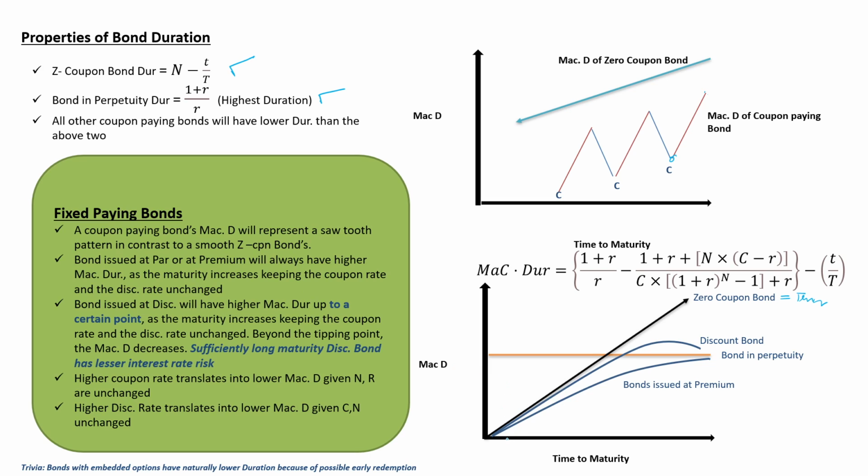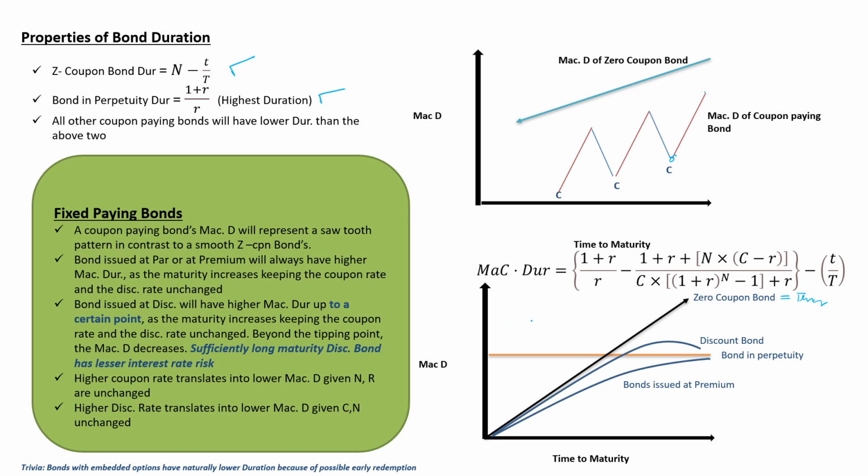And for a bond issued at premium, as the time to maturity increases, the Macaulay duration approaches its maturity. The duration proportionately increases, and beyond a certain point, it flattens out. That means there is no further increase in duration. On the other hand, the discounted bond has a duration that is higher than that of the bond issued at premium. Why is it so?